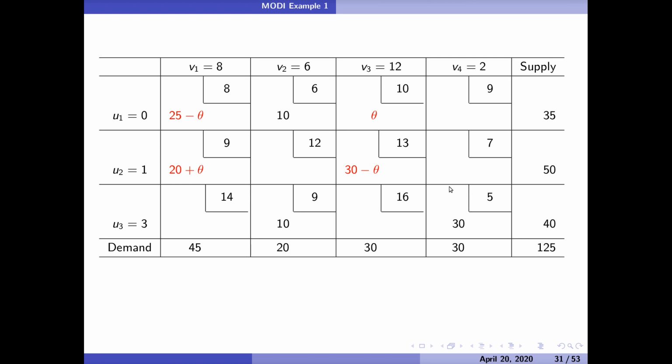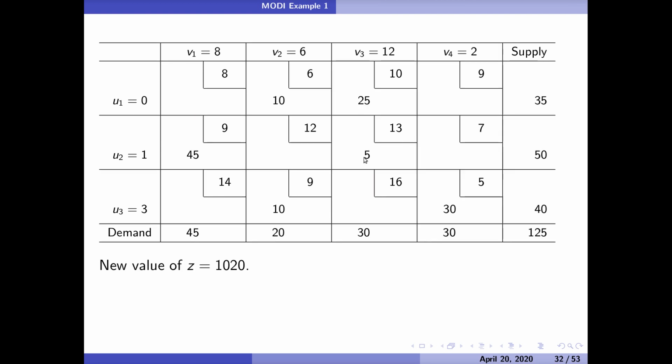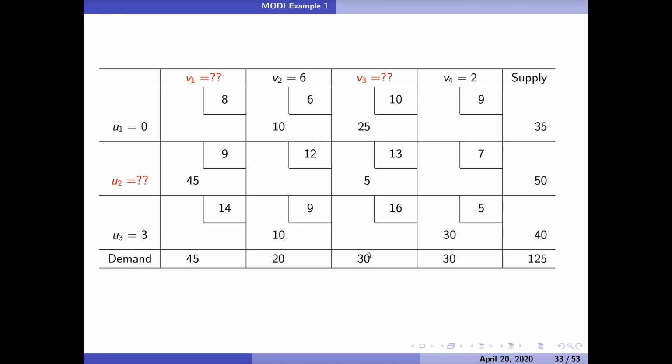So we're forming this loop, and now how big can theta possibly be here? It looks like theta can be 25 before we start to become negative in the cells. So let's go ahead and make theta equal to 25 and reset our basic variable set. Okay, and that also means we have to reset our u's and our v's now, right? And so what are those going to be?